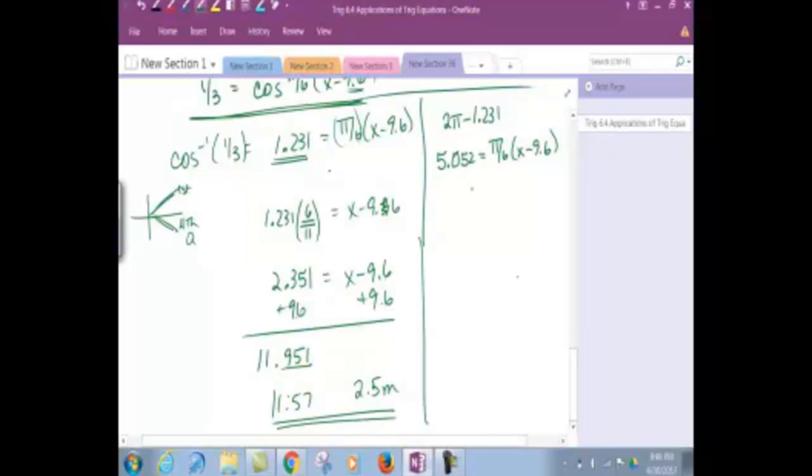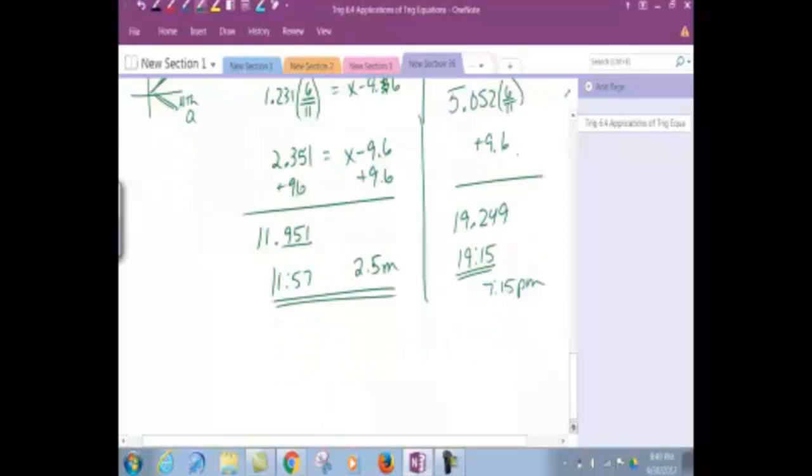Right, we're going to continue in the same manner, multiplying by 6 over pi the 5.052. We're going to multiply that by 6 over pi, and then we're going to add the 9.6, and at the end of this one you should get 19.249, which when you change that to hours you get 19 hours and 15 minutes, and so at 7:15 p.m. we would be again at 2.5.